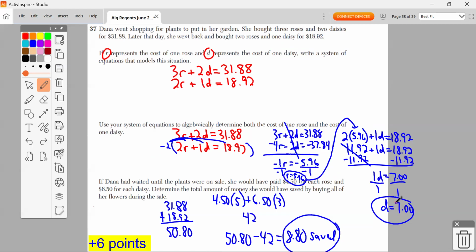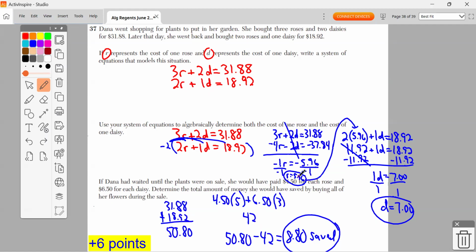In the third part, if Dana had waited until the plants were on sale, she would have paid $4.50 for each rose and $6.50 for each daisy. Determine the amount of money she would have saved buying all of her flowers during the sale. So $4.50 times 5, because it says that she bought 5 roses total. Where am I getting that from? 3 roses and 2 roses up in the top here. She bought 3 daisies total. So 4.50 times 5, 6.50 times 3. That gives you 42. $42 that she would have paid.